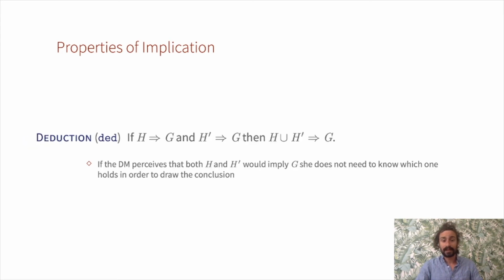Deduction says that if H implies G and H prime also implies G, then I don't need to know which of H or H prime is true. I can deduce G. So from the fact that H implies G and H prime implies G, now remember that these implications are subjective implications. So from the perception that H implies G and the perception that H prime implies G, the decision maker does not need to know whether H or H prime is true, just that one of the two of them is true. So deduction is closer to an introspective axiom: if I perceive certain kinds of implications, I can from that deduce other further implications.